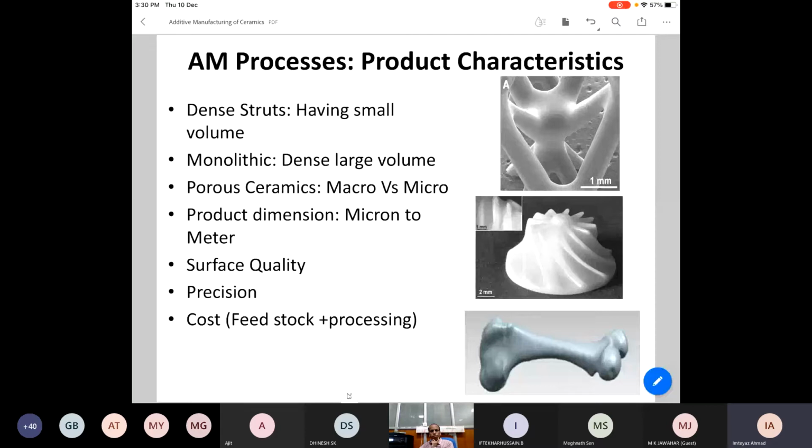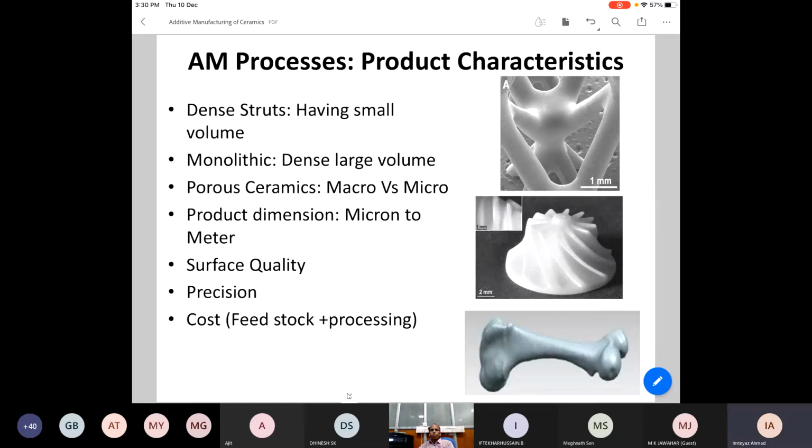Then you have product dimensions. How big the product is. It can be all the three. Okay, any of these top three, but it can be small or it can be big. So that also needs to be considered when you are looking at what kind of processing you are going to choose, post processing and strategy you are looking at. Then what kind of surface quality you require. Okay, and then the precision.